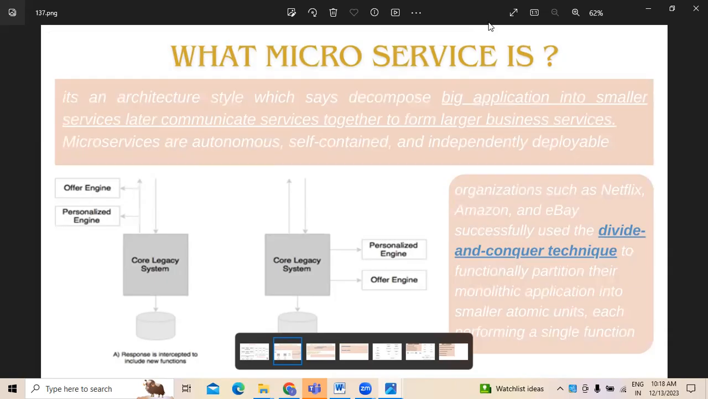Now, when we are trying to understand microservices in the real world, nowadays, if we look closely, microservices is being used extensively by different OTT platforms like Netflix, Amazon, and at the same time, even e-commerce service providers like Amazon, eBay, right? All these companies are using microservices nowadays in their applications.